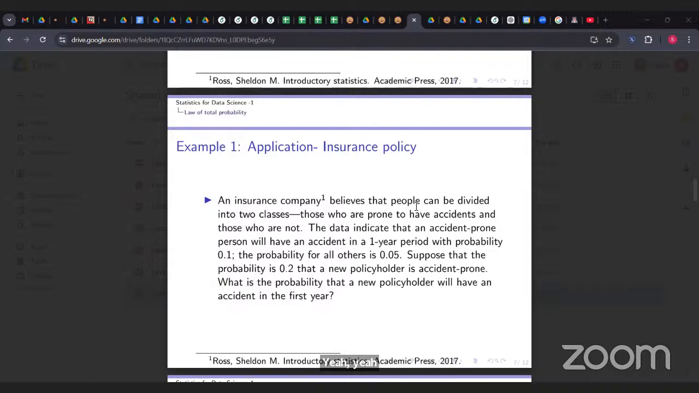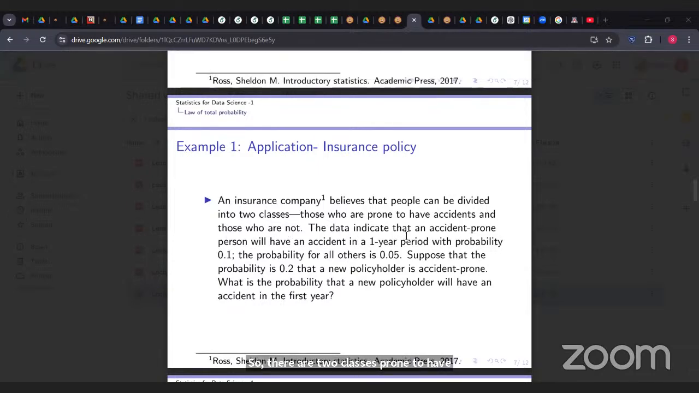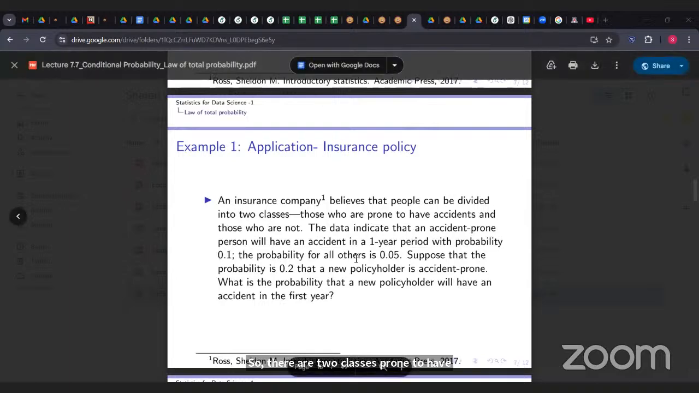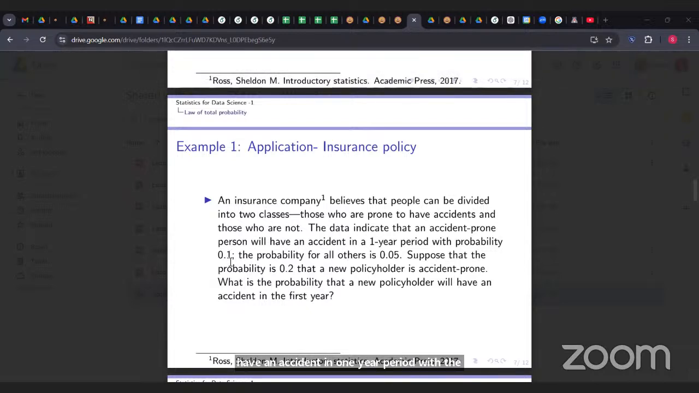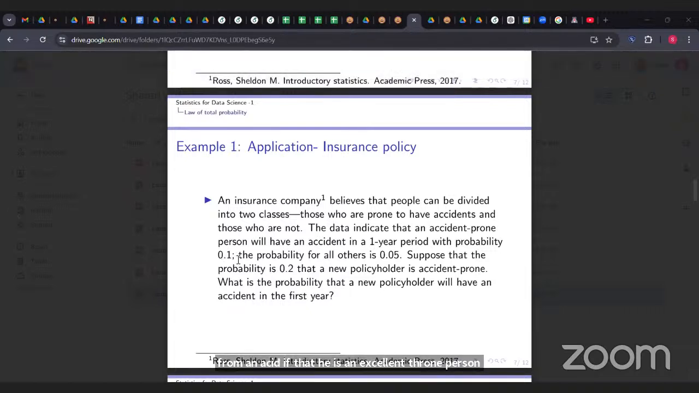An insurance company believes that people can be divided into two classes. So there are two classes, prone to have accidents and those who are not. Now the data indicate that an accident prone person will have an accident in a 1 year period with a probability of 0.1. The probability for all others is 0.05. Fine.